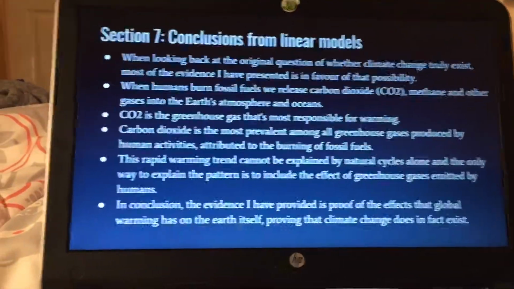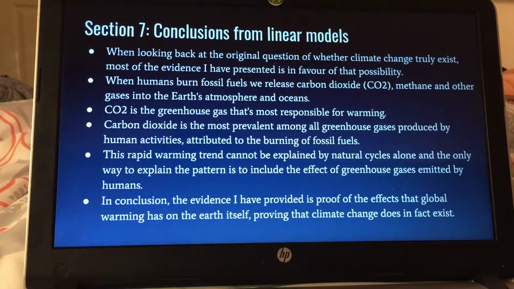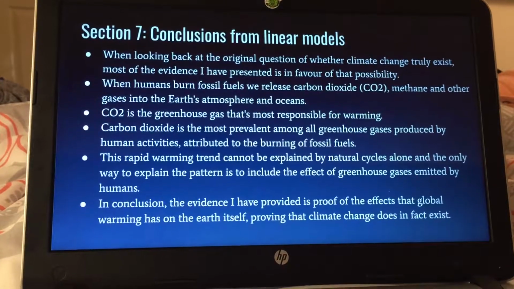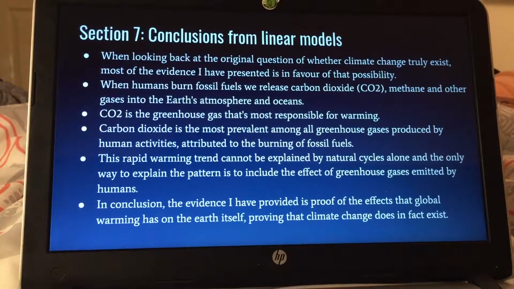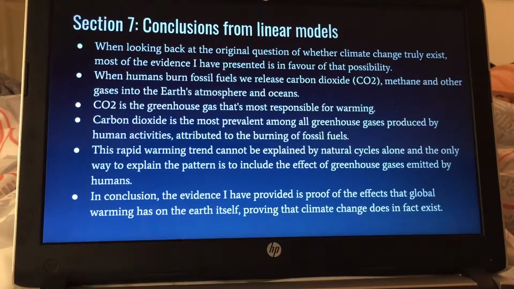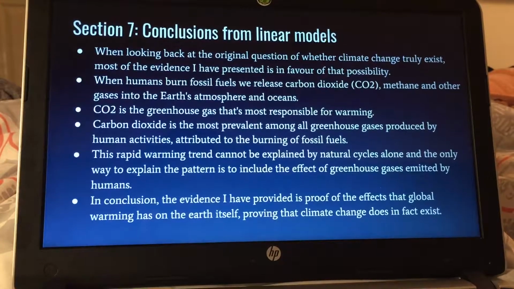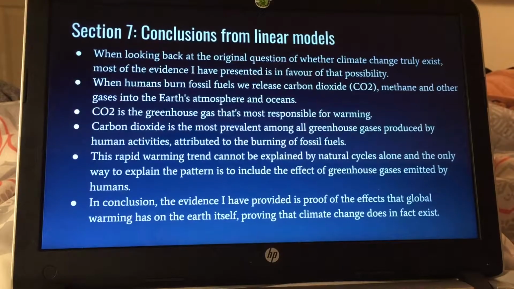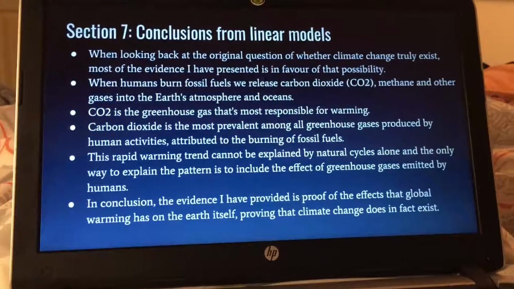Section 7, conclusions from linear models. When looking back at the original question of whether climate change truly exists, most evidence I have presented is in favor of that possibility, and because of the rapid warming rates, which cannot be explained by natural cycles, the evidence I have proved shows that in fact climate change does exist.